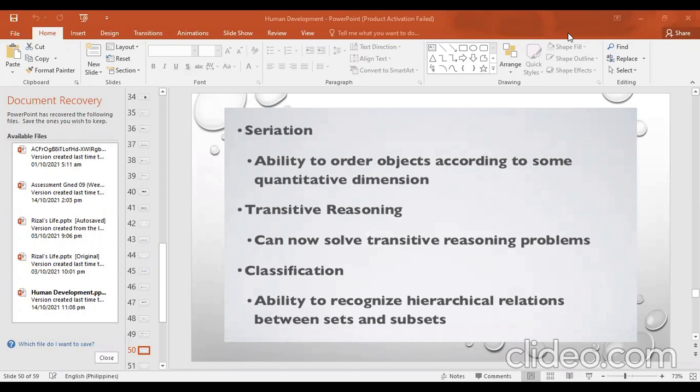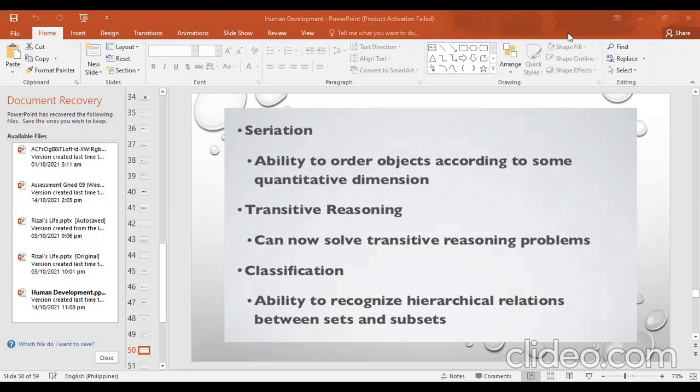In transitive reasoning naman, can now solve transitive reasoning problems. Halimbawa, binigyan ka ng isang situation. So, at this stage, according to Jean Piaget, nakakasolve na tayo ng problem. Meron ng solution. And last, we have classification.